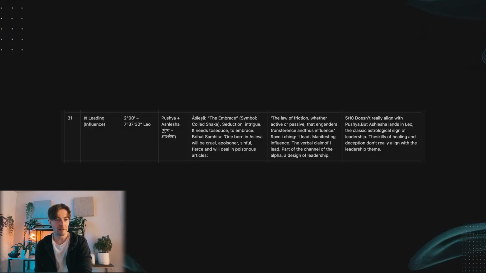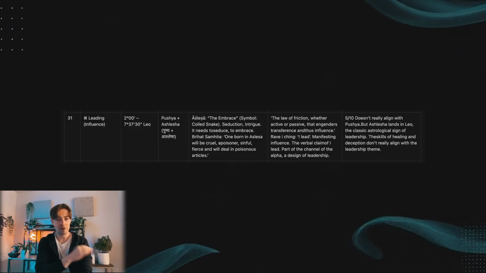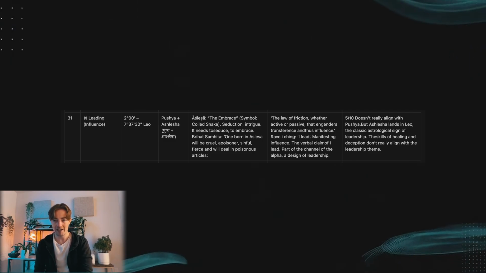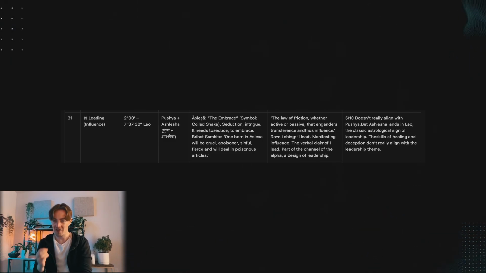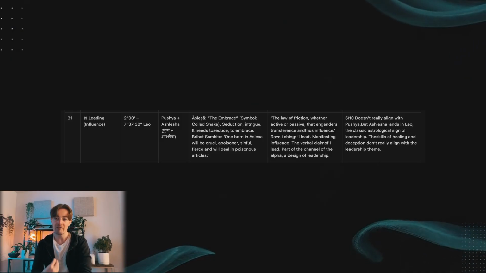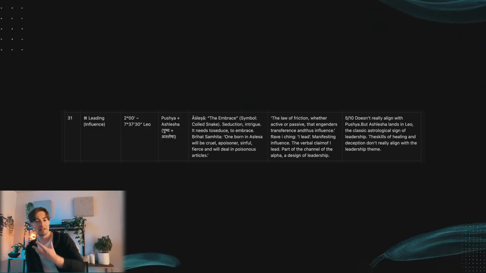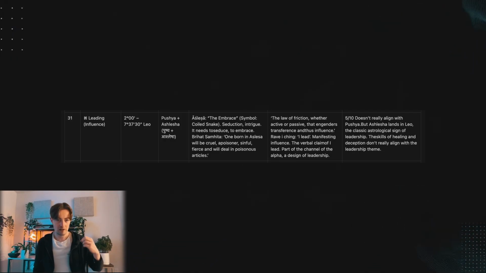Again, I think it's pretty good that the gate of leading and influence is in the tropical sign of Leo, the leader, the king. So looking at gate 31, leading, from the I Ching, I have the law of friction, whether active or passive, that engenders transference and thus influence. From the Ra Uru Hu, this is the gate that says I lead, I am the leader. Manifesting influence, the verbal claim of I lead. It's part of the channel of the Alpha, a design of leadership. So clearly associated with leadership, influencing qualities, being a team leader.